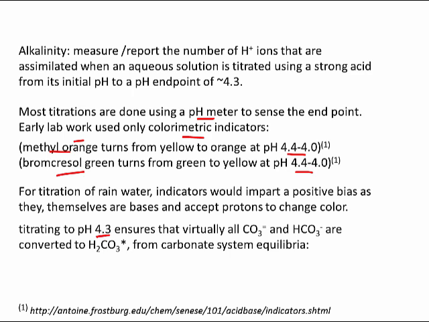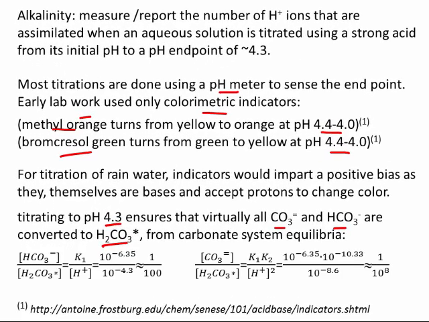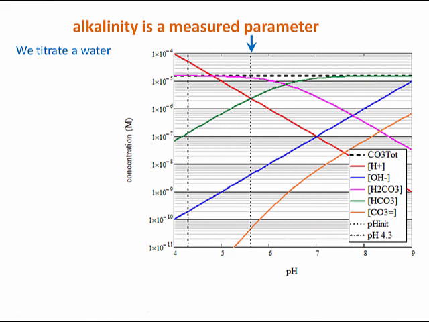And of course, the 4.3 pH endpoint ensures that virtually all of the carbonate initially existing and all of the bicarbonate initially existing in the aqueous solution are converted to carbonic acid. And from the carbonate system equilibria, if we use a pH of 4.3 with the K1 value, we find that at pH 4.3, the ratio of bicarbonate to carbonic acid is about 1 to 100. Then also at pH 4.3, H plus squared is 10 to the minus 8.6, we find that the ratio of carbonate to carbonic acid is about 1 to 10 to the 8th. Very, very, very insignificant.